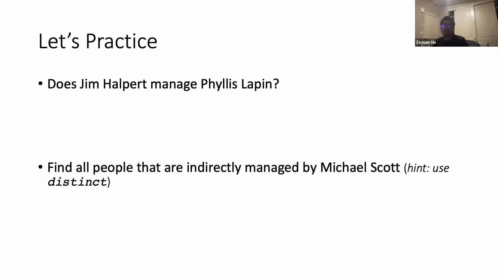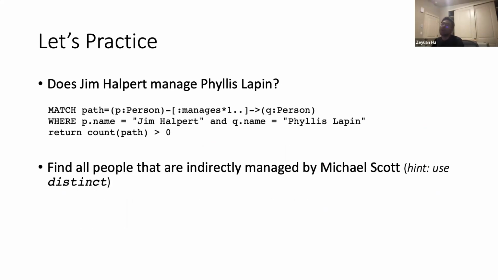Okay, so let's take a look at two queries. The first one asks: does Jim Halpert match Phyllis Vance? And the second one is: find all people indirectly managed by Michael Scott. In the first one, we want to find the path where P Person goes to some Q Person, where P.name is Jim Halpert and Q.name is Phyllis Vance, and then we return a count to see if any such path exists.